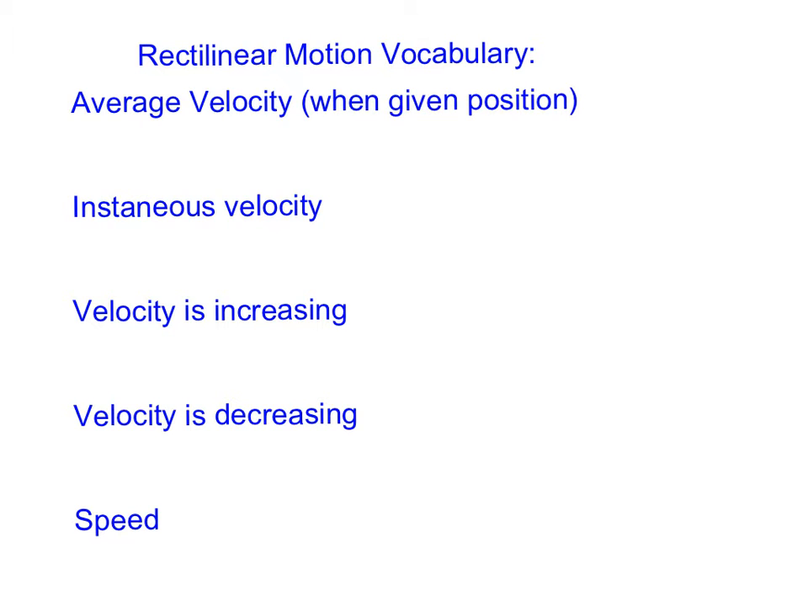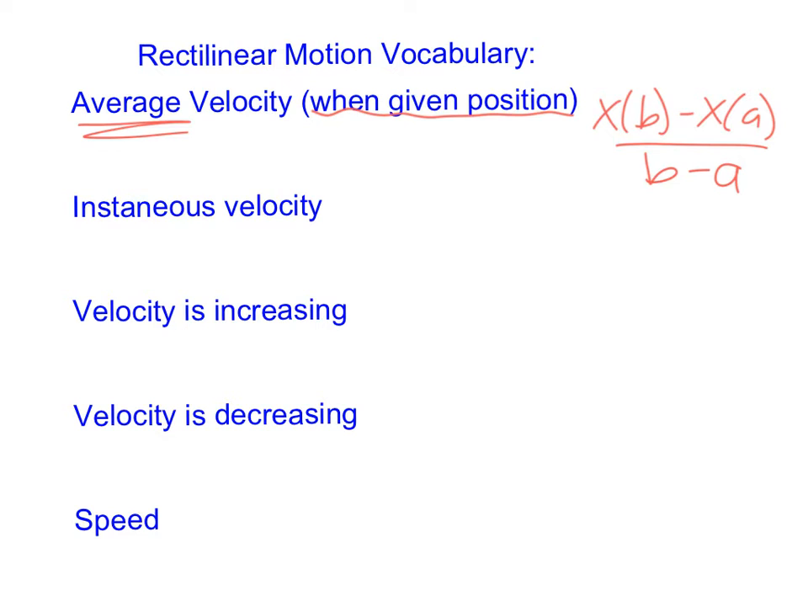Average velocity, and notice given position, this is important. Remember that word average is typically slope. So this would be like your x of b minus x of a over b minus a. It's the same thing as the average rate of change, okay? Average velocity is average rate of change. Instantaneous velocity would be the velocity at some point, say v of x. We're plugging something into velocity, v of 4, v of 3, v of 100, whatever.